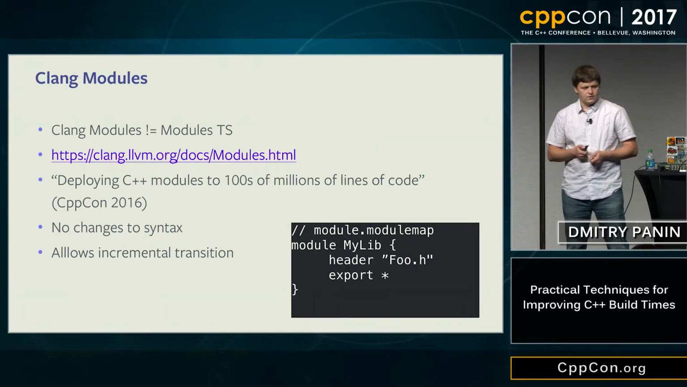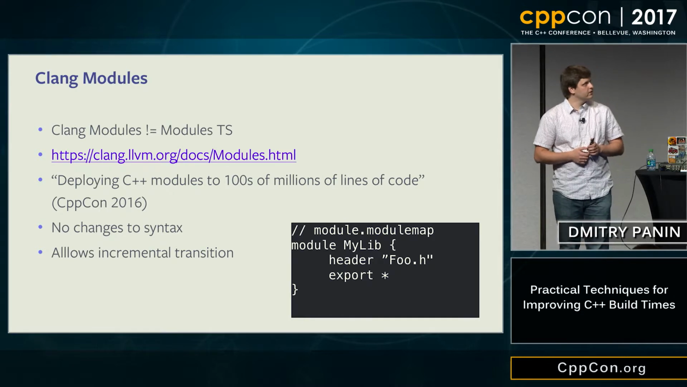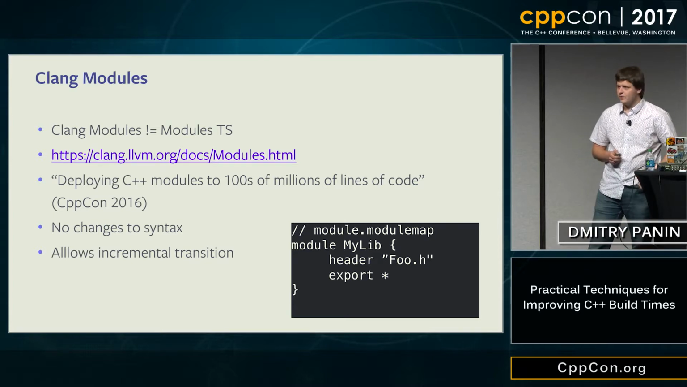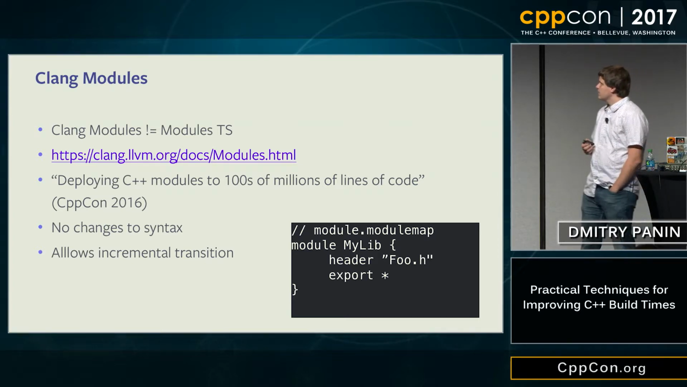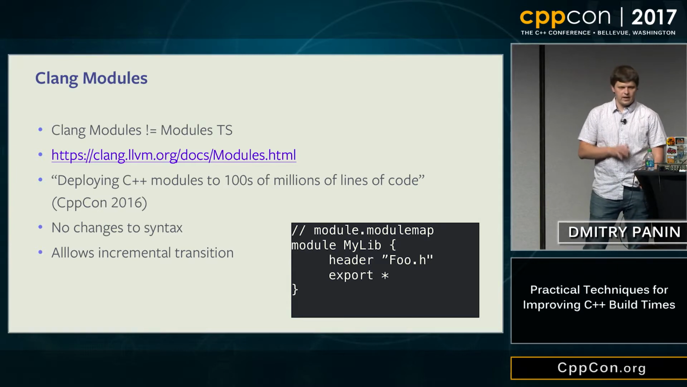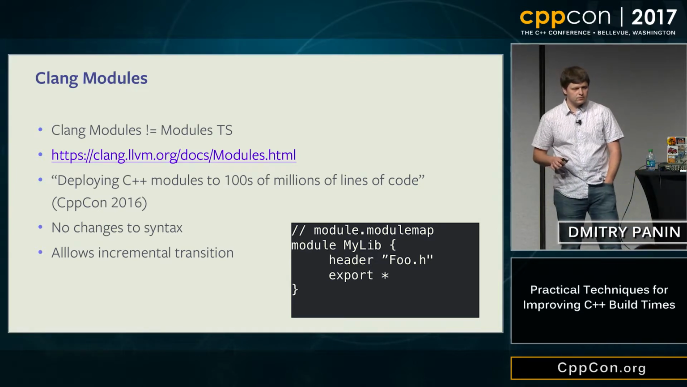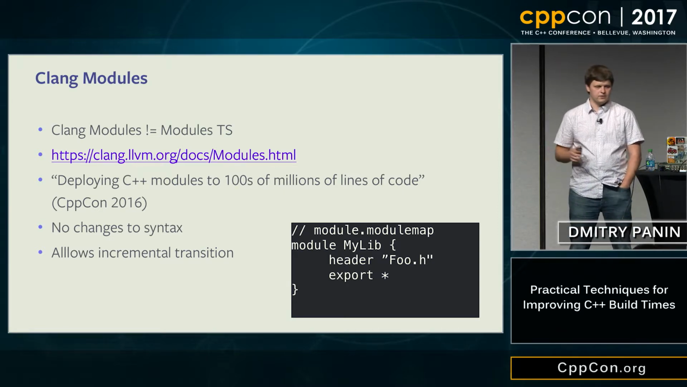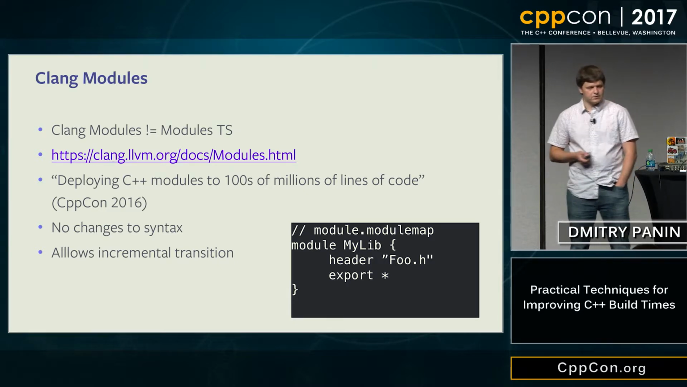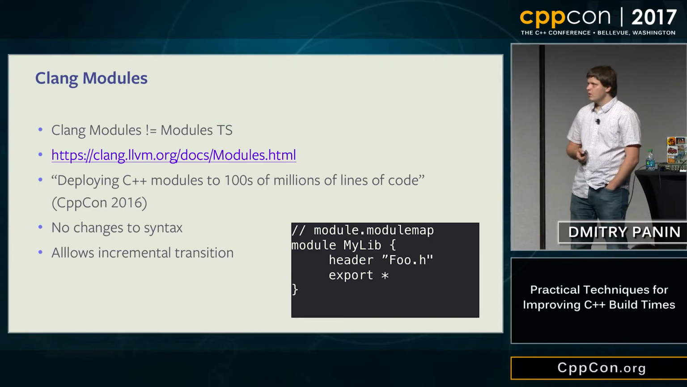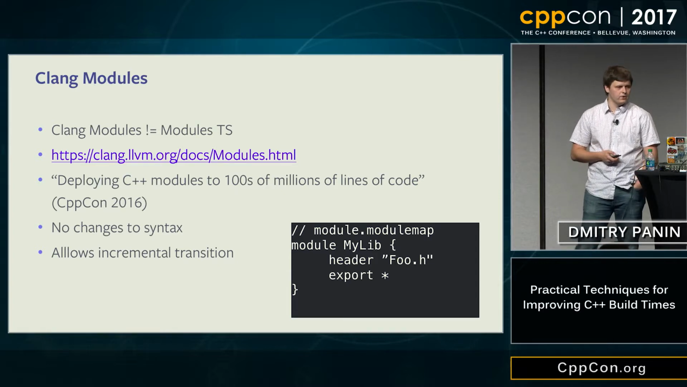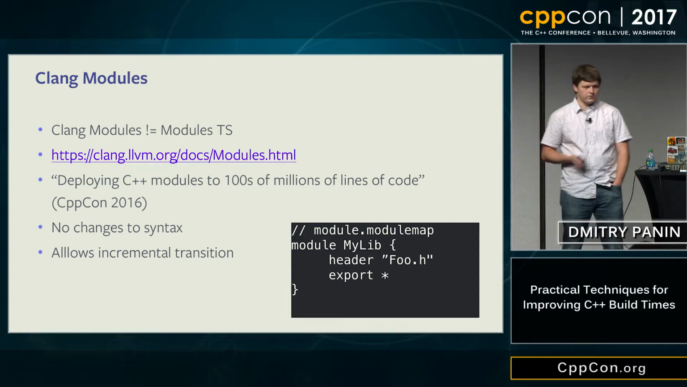Okay, and the next thing we tried was Clang modules. Yeah, everyone is excited about modules and how they help with build times. So it's worth noting that Clang modules is not the same as modules TS. The modules TS is a fairly new thing and it's being developed, while Clang modules have been there, I think, since 2015. And last year at CppCon, Google folks gave a talk about how they use these modules in production. And we are super excited to try it and adopt it for our code base.